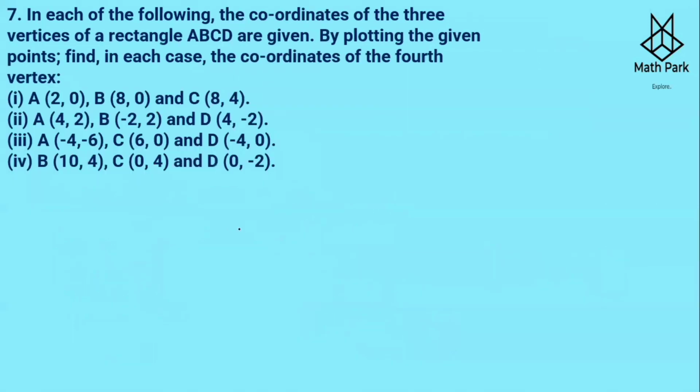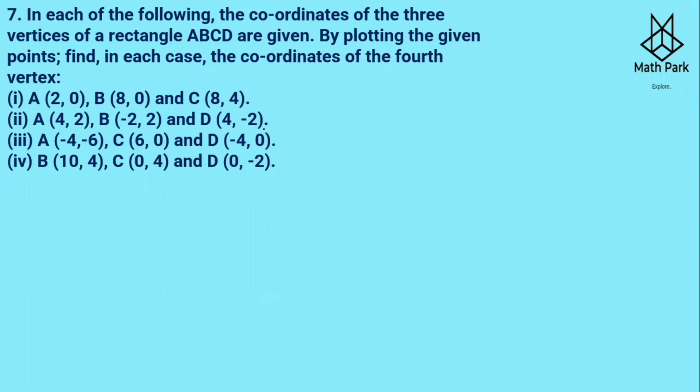Moving to question number 7. In each of the following, the coordinates of three vertices of a rectangle ABCD are given. By plotting the given points, find in each case the coordinates of the fourth vertex. So let us do the first one.